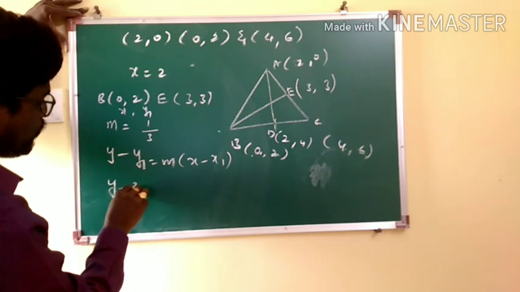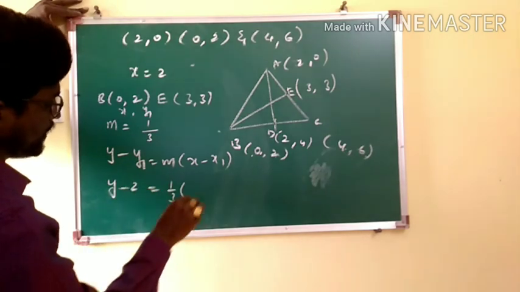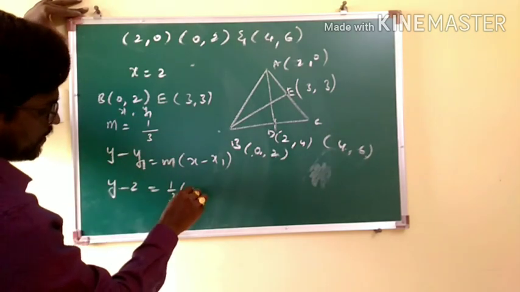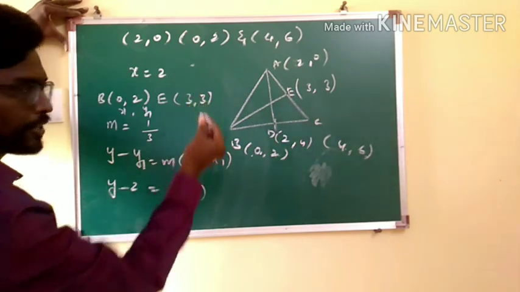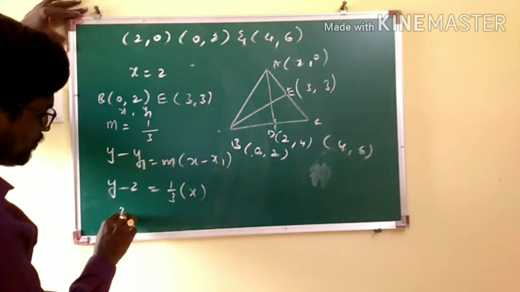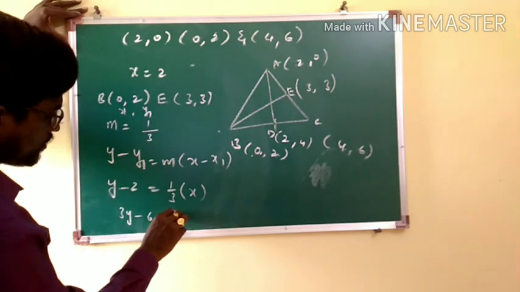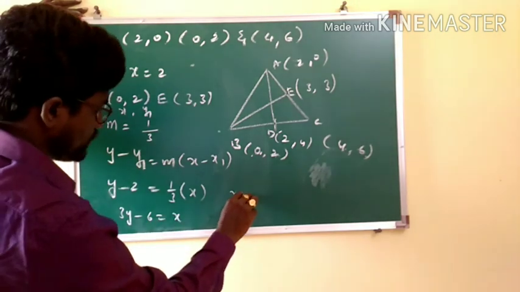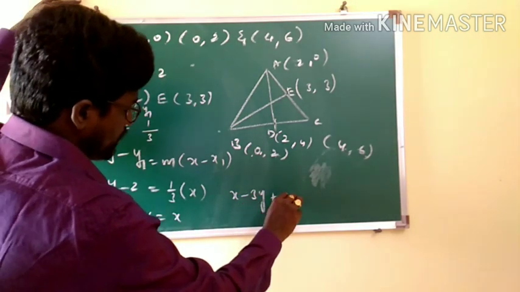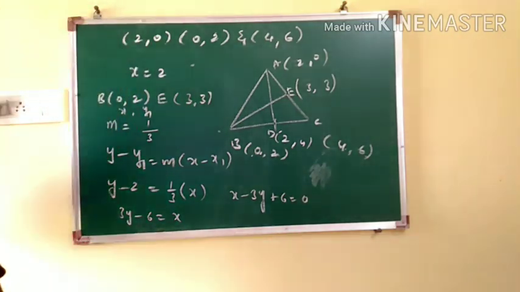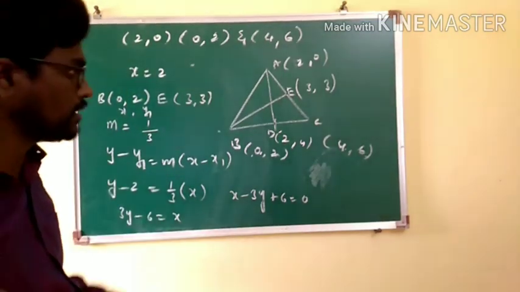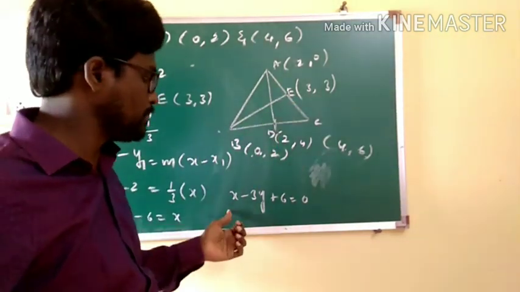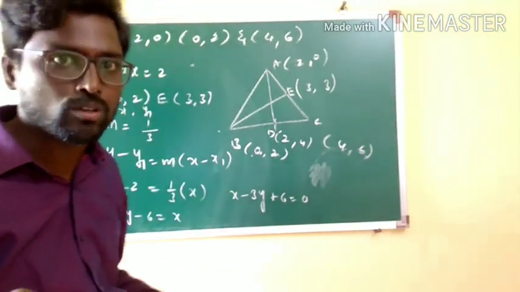Calculation becomes very simple. y minus 2 is equal to slope 1 by 3 into x minus x1. Even you can take this point also, not an issue. Therefore, 3y minus 6 is equal to x, which is equal to x minus 3y plus 6 equal to 0. So, what is the equation of the other median? That is BE, x minus 3y plus 6 equal to 0.